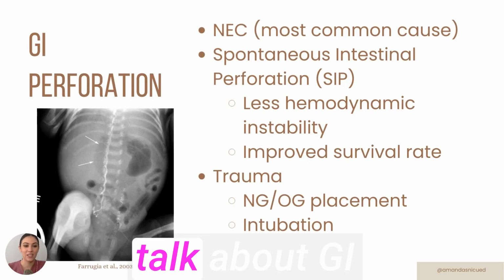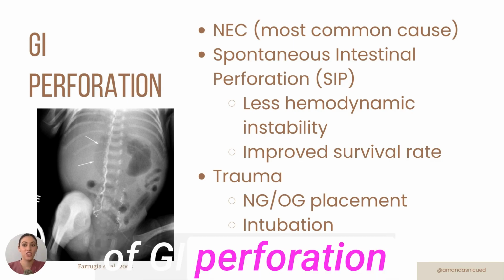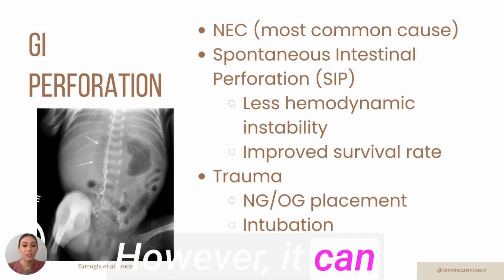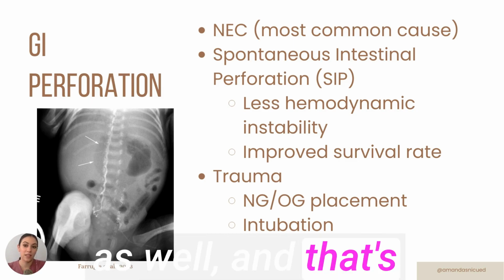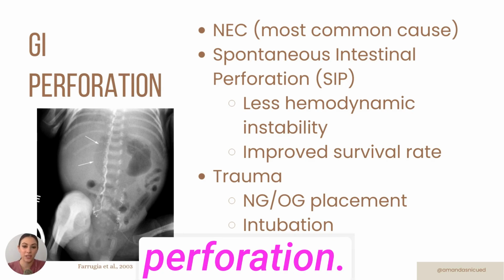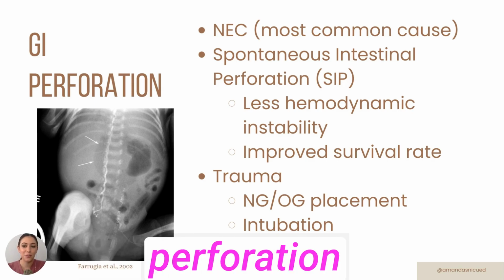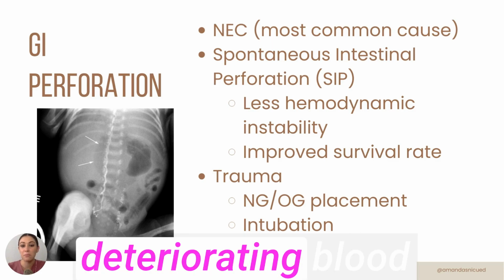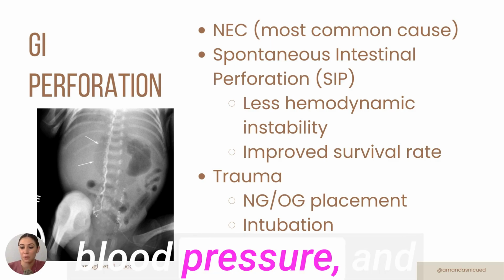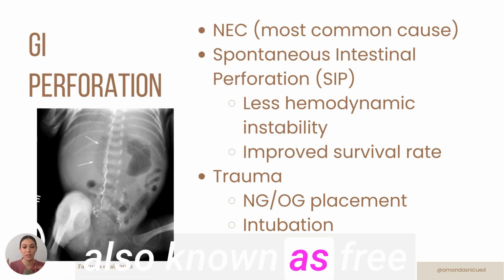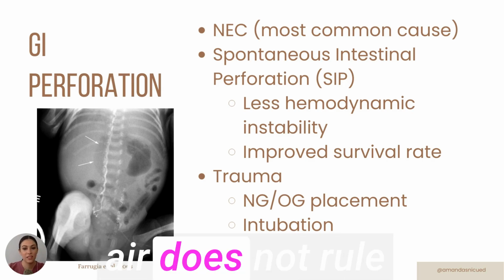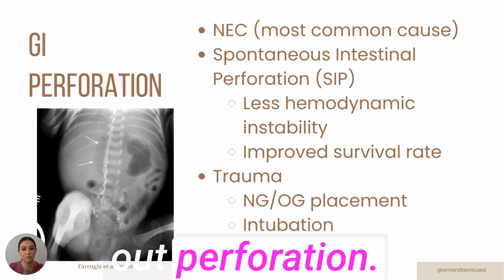Hi again. Let's talk about GI perforation. So the most common cause of GI perforation is necrotizing enterocolitis. However, it can occur in the absence of NEC as well, and that's spontaneous intestinal perforation. Signs of an intestinal perforation include abdominal distension, respiratory distress, deteriorating blood gases, decreasing blood pressure, and pneumoperitoneum, also known as free air on the X-ray. The absence of free air does not rule out perforation.